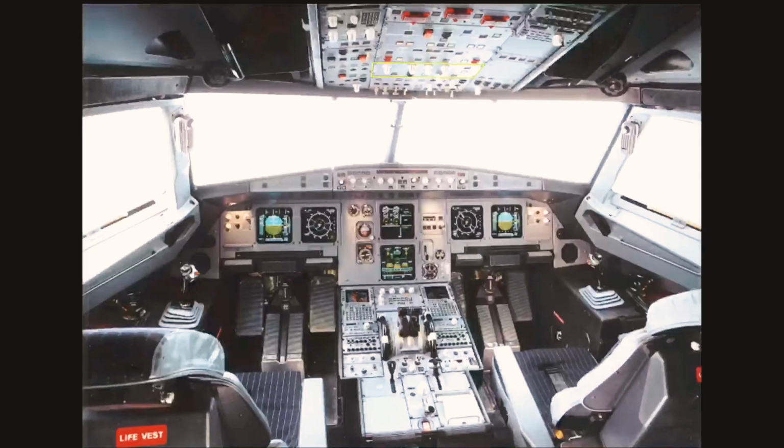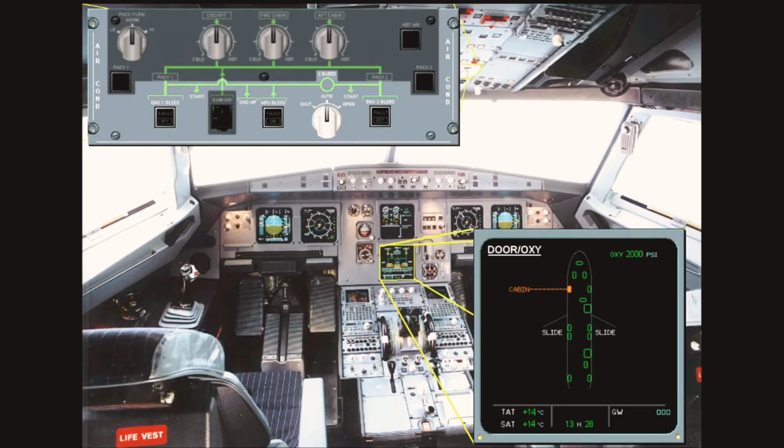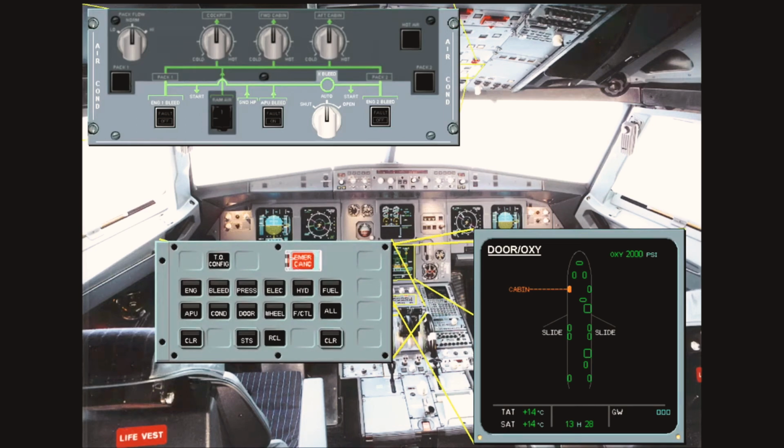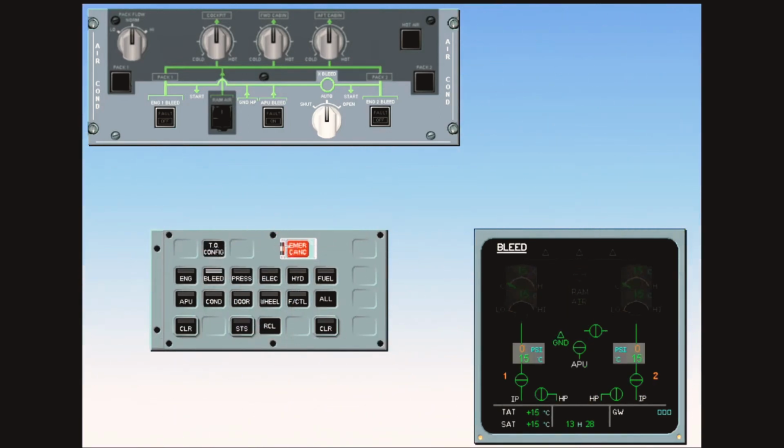The preliminary cockpit preparation phase. To better illustrate what occurs in the pneumatic system, select the ECAM bleed page using the ECAM control panel. The engine identification numbers are displayed amber because the engines are not running.